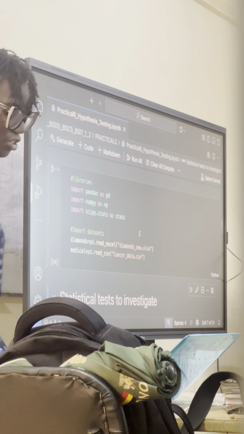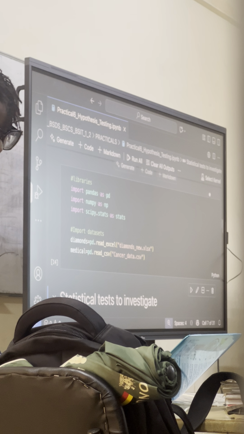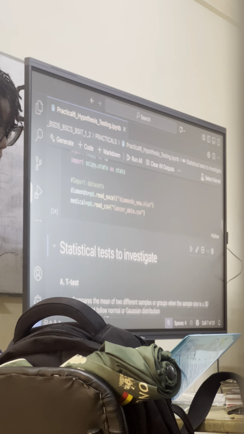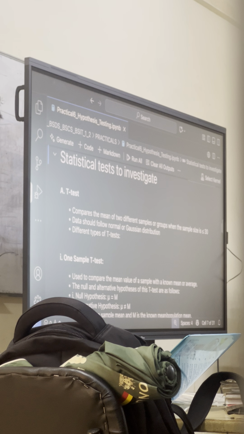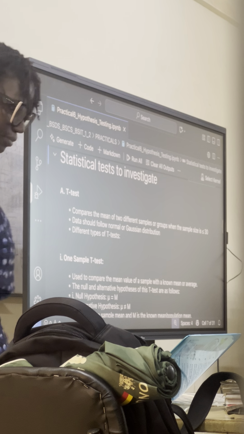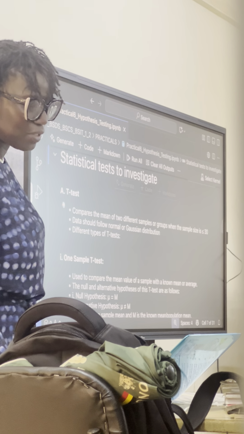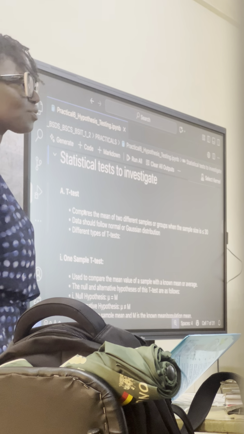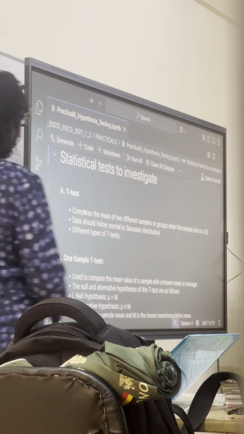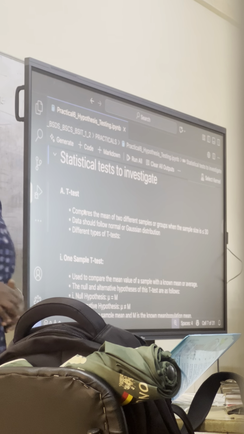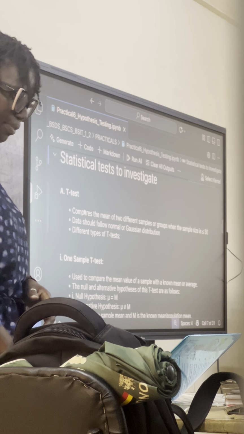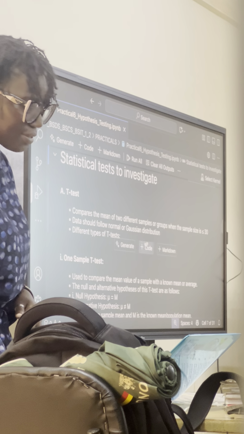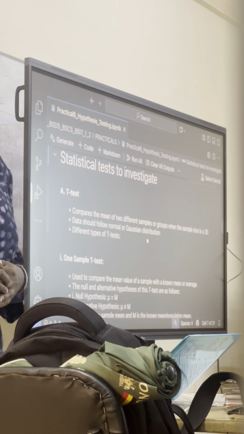Okay? So I brought in these two data sets and I want to investigate a hypothesis. Okay? And I'm looking at particular statistical tests in my hypothesis testing. One of the tests I'm looking at is a t-test. So you should look up what the hypotheses and assumptions for a t-test are. So this one compares the means of two different samples.